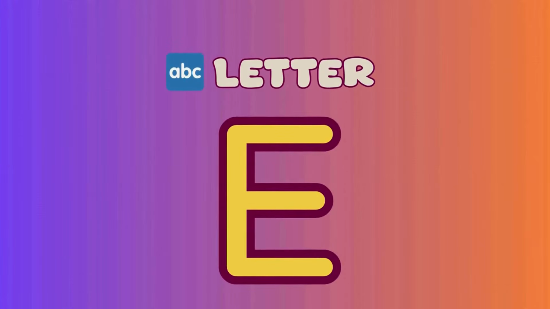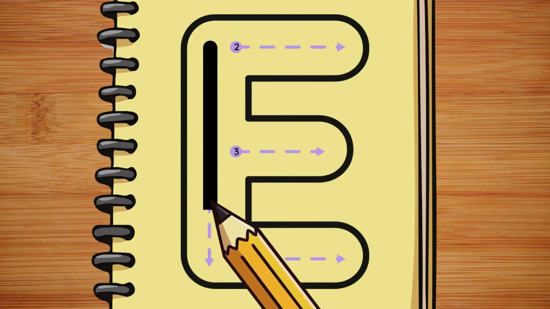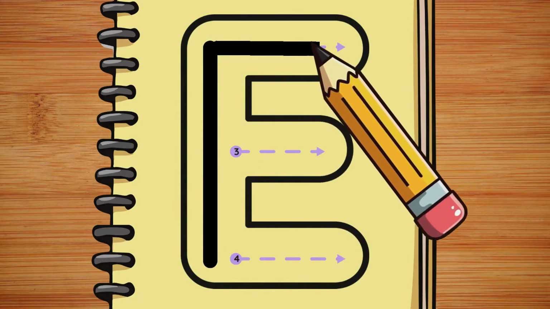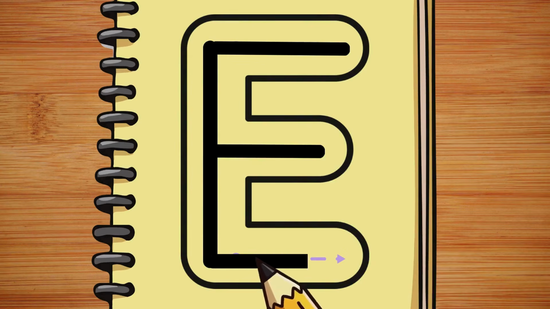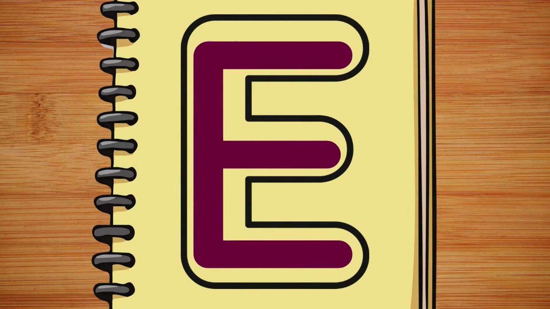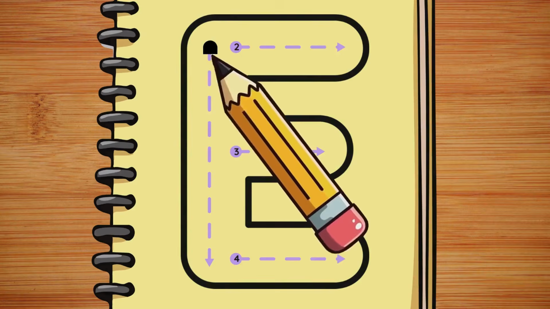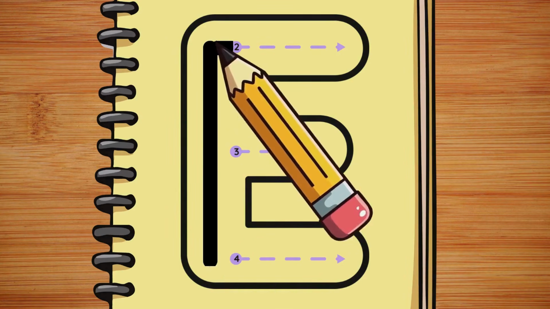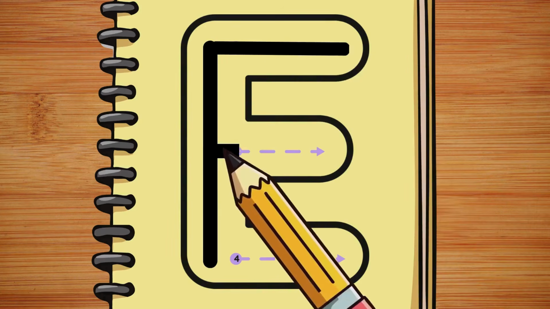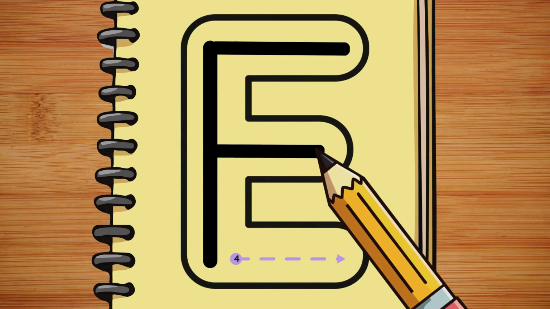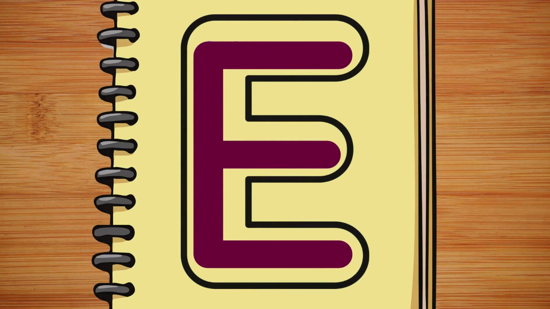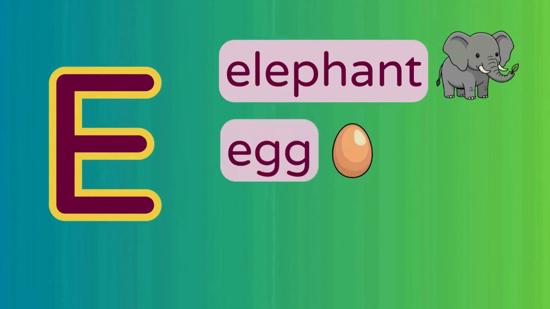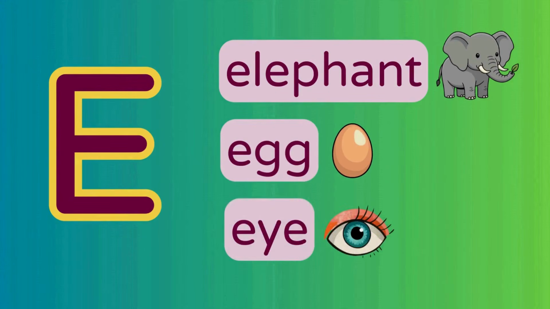Letter E. Draw a line down. Draw a line at the top. Draw a line in the middle. Draw a line at the bottom. E is for elephant. E is for egg. E is for eye.